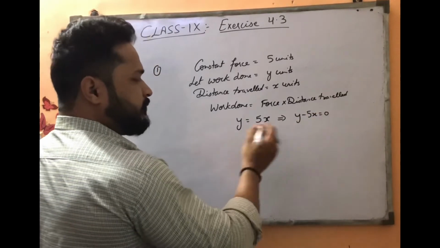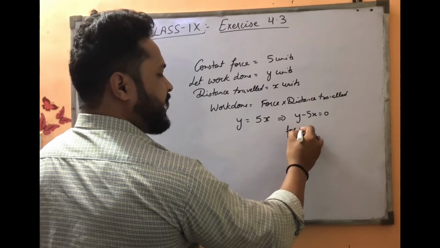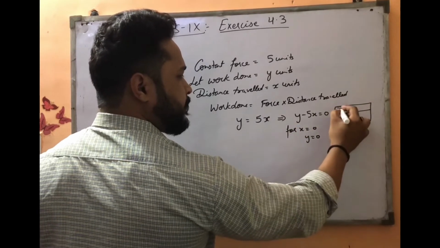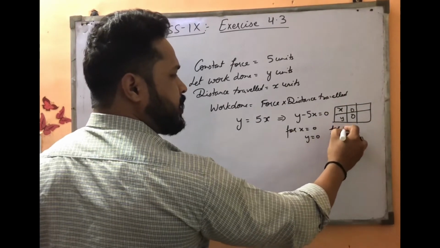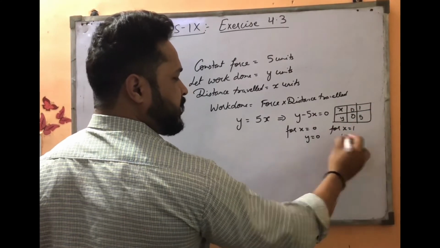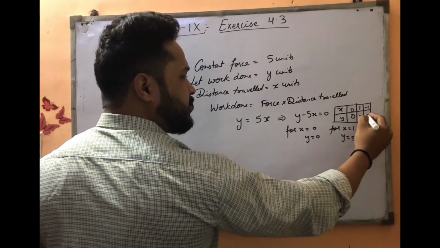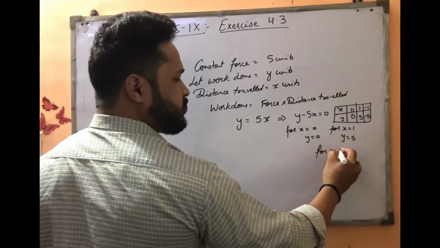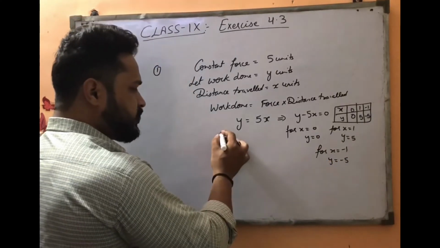First we can find the two solutions. For x equals 0, y equals 0. We can draw x, y, this is 0, 0, and for x equals 1, y equals 5. You can put the value of x here, and you can take, for example, minus 1, the force is minus 5. So for x equals minus 1, y equals minus 5. So these are the three solutions. Now we can draw the graph of this linear equation.